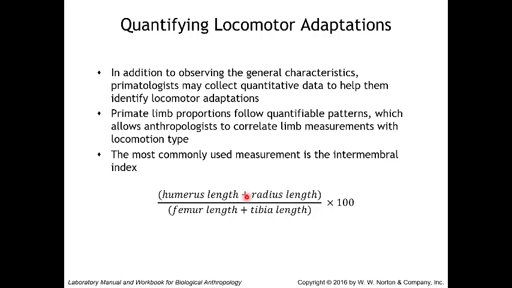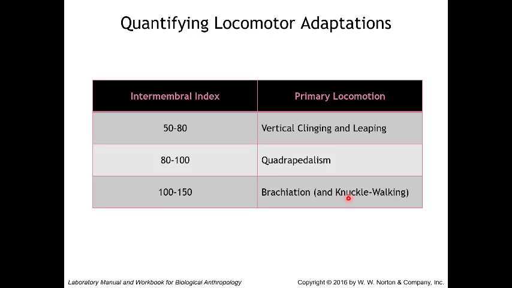Then they measure the length of the femur and the length of the tibia, and the sum of that is the overall hind limb length. So humerus plus radius, add that together; femur plus tibia, add that together. Then the forelimb length is divided by the overall hind limb length, and you multiply that by 100, and that generates your intermembral index.